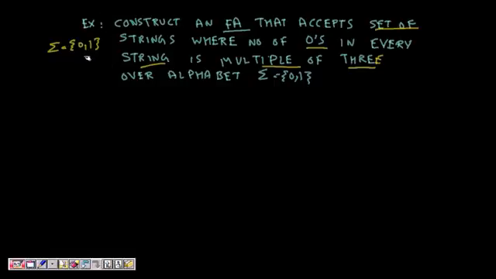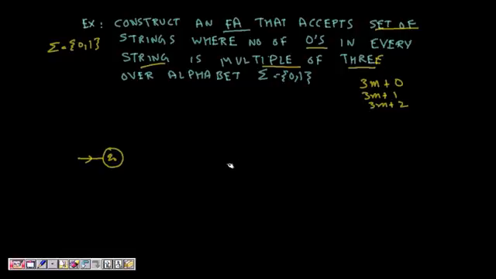So how to construct an FA? Let's see how we should make it. First, let's have a start state. We should always have a start state. Let's write it Q0. Now I should count that the number of zeros is a multiple of 3. A multiple of 3 means it is of the form 3m plus 0, 3m plus 1, 3m plus 2.